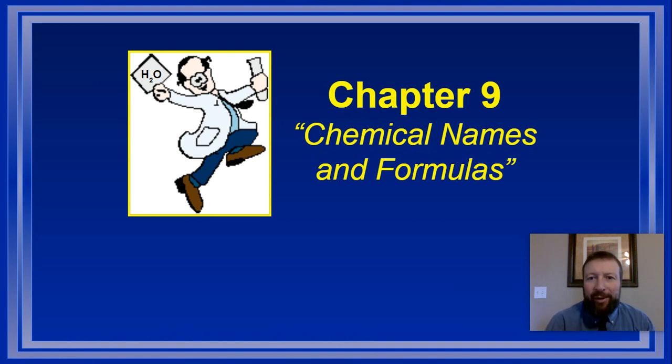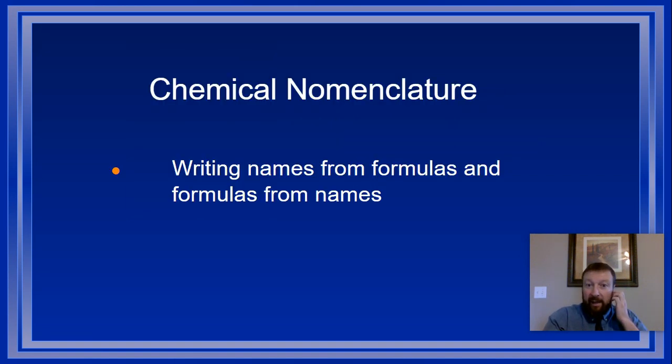We're going to look at chapter 9. This is going to be some review stuff and some new stuff as we start to get into the last couple of weeks here. Chemical names and formulas. And what that is really called is just nomenclature. So we usually just say chemical nomenclature, which means we're going to be naming formulas.